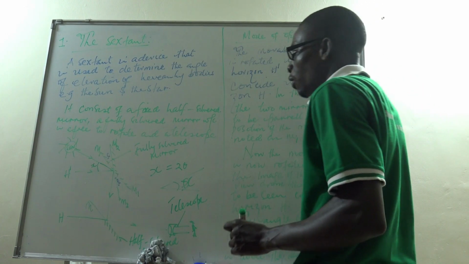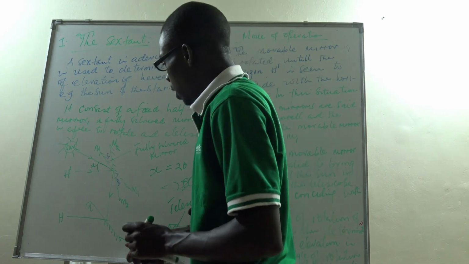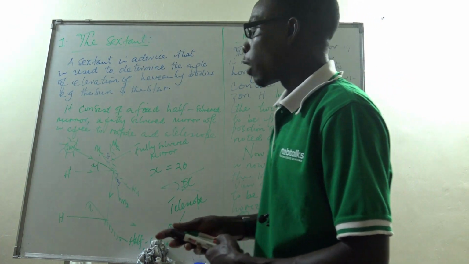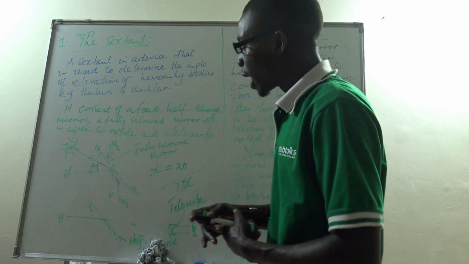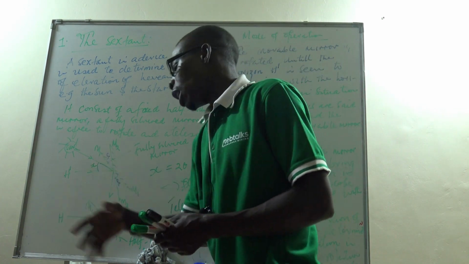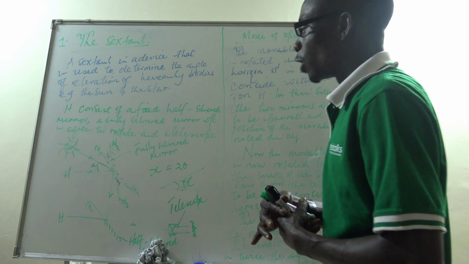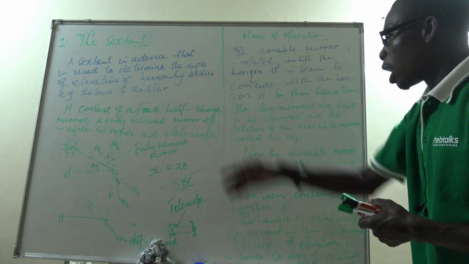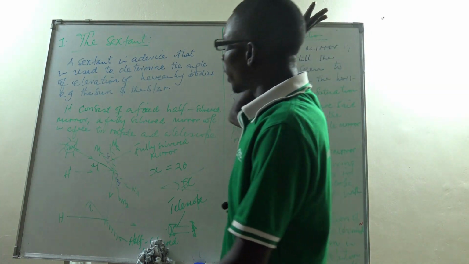So X is the angle of elevation, but it is twice the angle of rotation of the mirror. So being in a position to measure the angle of rotation of the mirror, we can therefore also determine the angle of elevation of the sun. Is that okay? This is all about what we are calling a sextant.